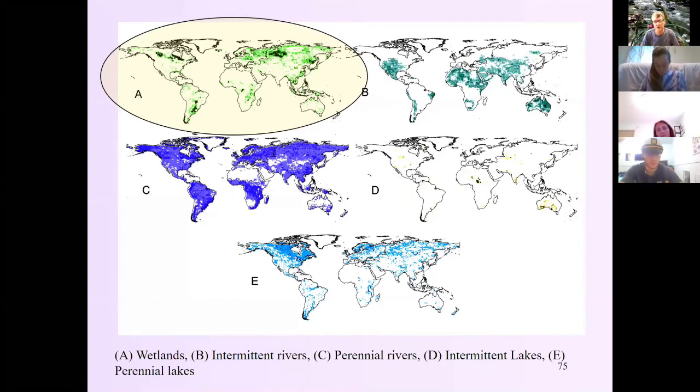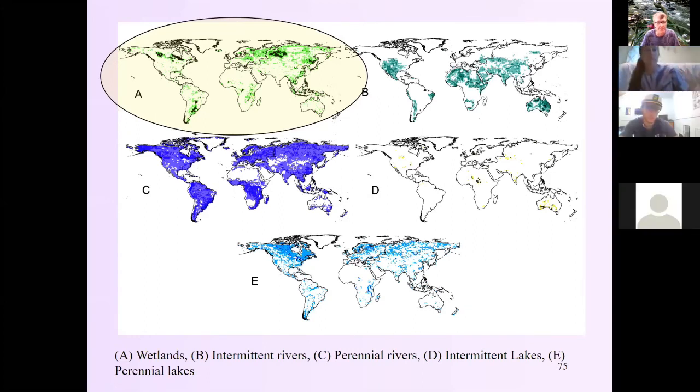So here we have the global distribution of wetlands, intermittent rivers, perennial rivers, intermittent lakes, and perennial lakes. And we see that there's some areas that have quite high numbers of wetlands. Other areas that they're completely absent. So why would you think that wetlands would be completely absent in this part of Northern Africa? And you can chat in there. First question of the day. Yeah, got it. Low precipitation, it's in the desert, right?